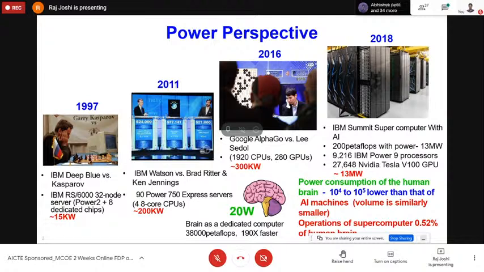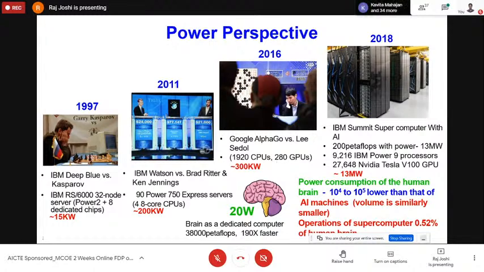But if you put it in the right perspective, the power of this is 4 to 5 orders larger than the human brain, and the human brain uses only 20 watts. If you use the brain as a dedicated computer, it can do 38,000 petaflops. This is 190x faster. So the bottom line is, as you can see, power is still a key factor underneath AI.